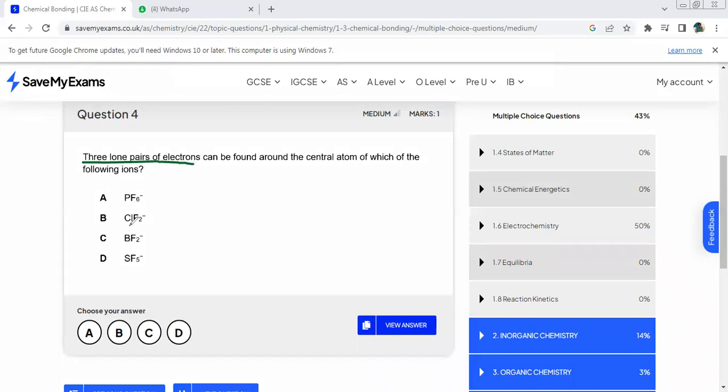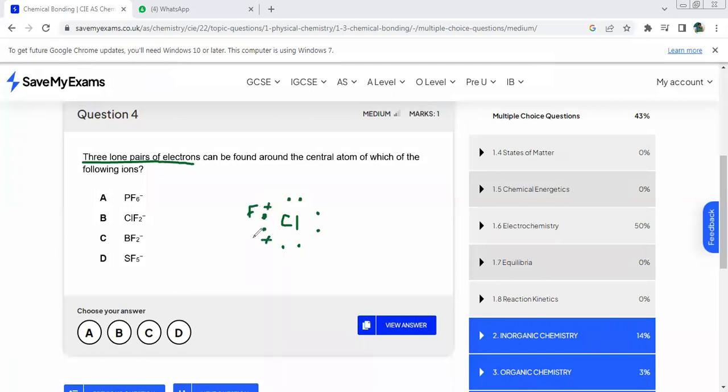So over here, ClF2 minus. Okay, let's write Cl. Chlorine, since it's a 7th group element, has 7 electrons in the outermost shell, right? And again F2 minus, so 1 more electron. And how many fluorines are bonded over here? 2 fluorine, which means 2 bond pair electrons, right?